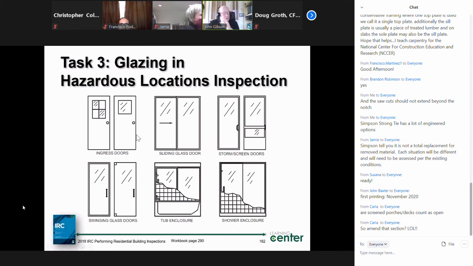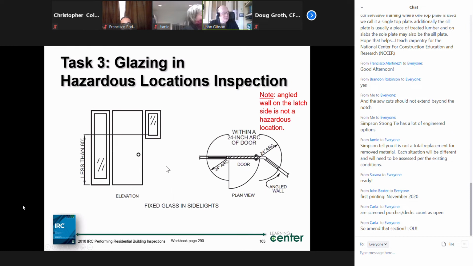So let's just run through some visuals here. If it's glass in a door, no question, safety glaze material required. So sliding doors, absolutely, got to have it. Screen doors, storm doors, same conditions. Swinging doors, bathtub enclosures, yes, has to have it. And your shower enclosures, the doors there, enclosure walls, if they're glass, they would all need to be safety glaze materials.